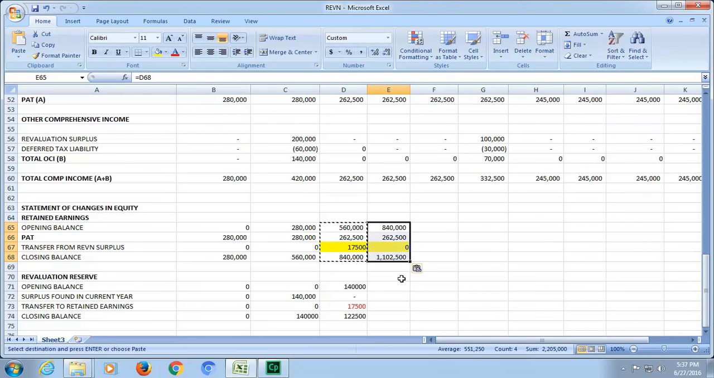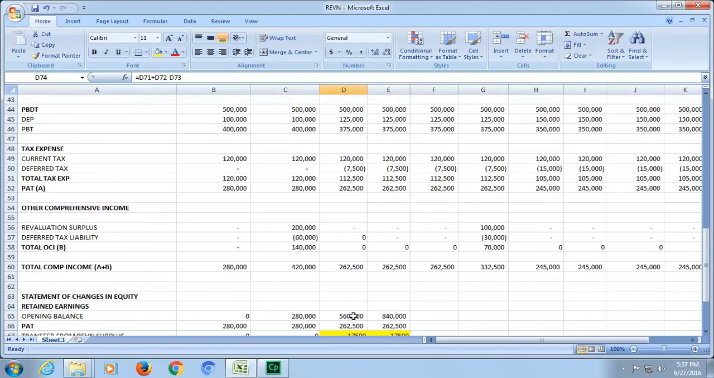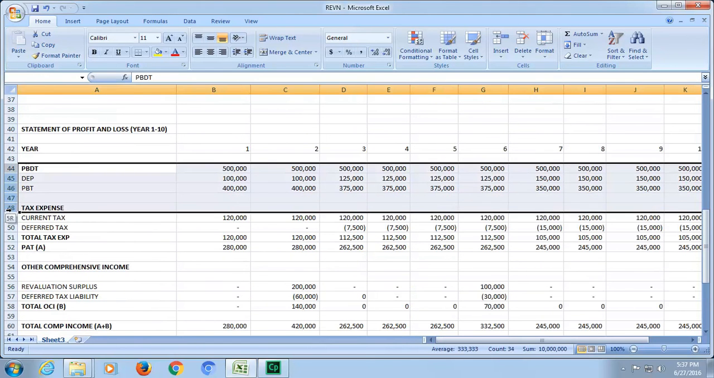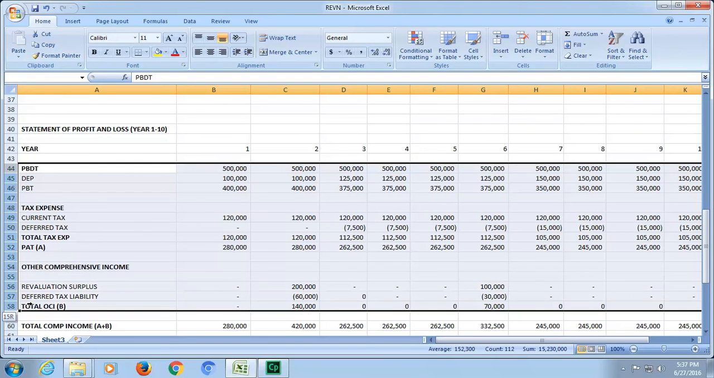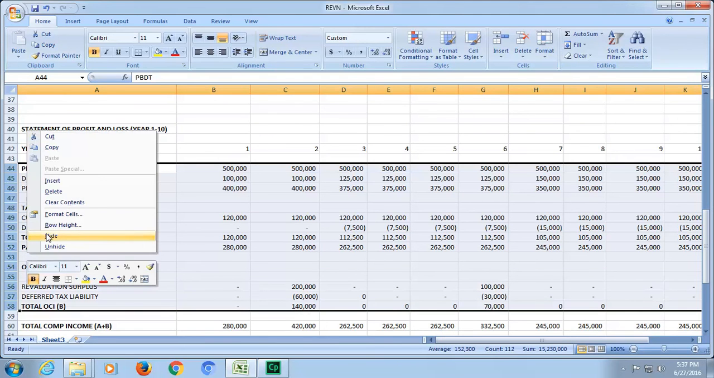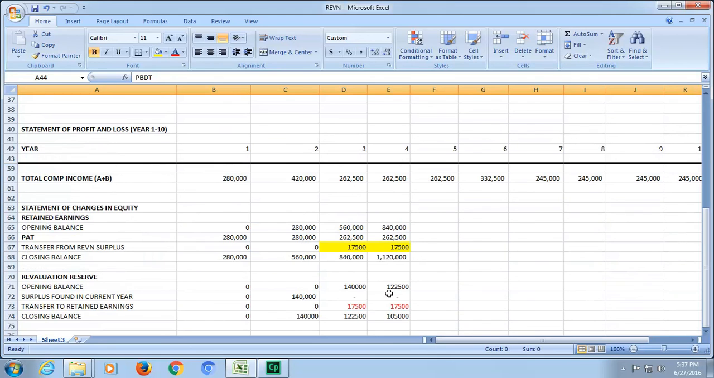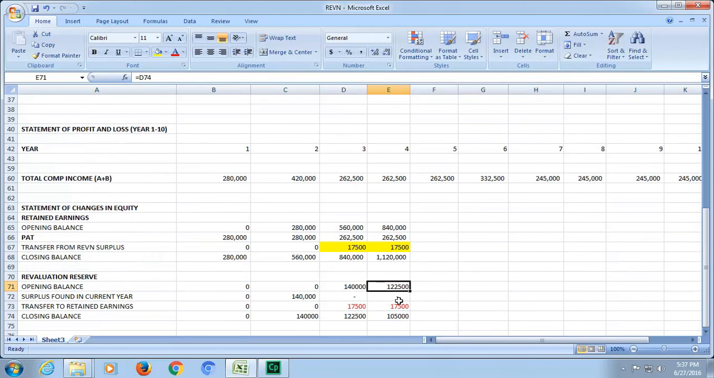So we can see the next year as well. Automatically the figures will get copied. Now opening balance for fourth year, if you observe, opening balance for the fourth year is closing balance for the third year. Surplus found in the current year was 0. 17,500 is the transfer to retained earnings. This year also it is the same, 1,25,000 minus 1 lakh into 70%, it has been transferred. This is subtracted here and this is added here.